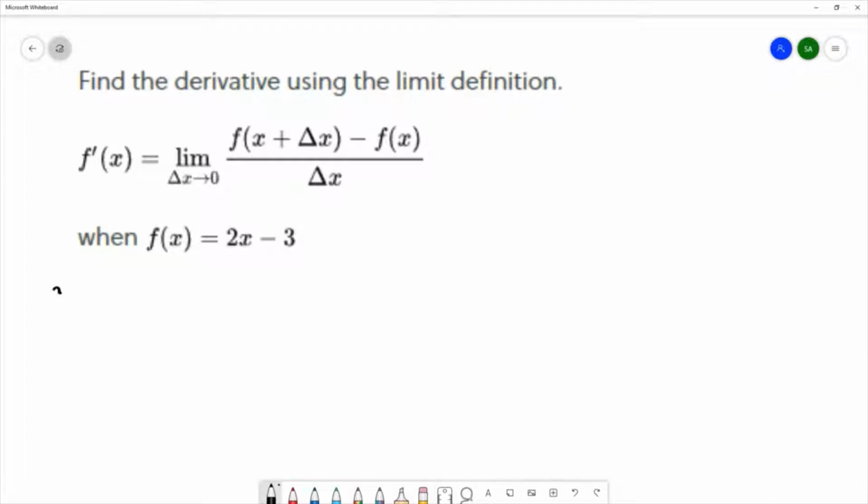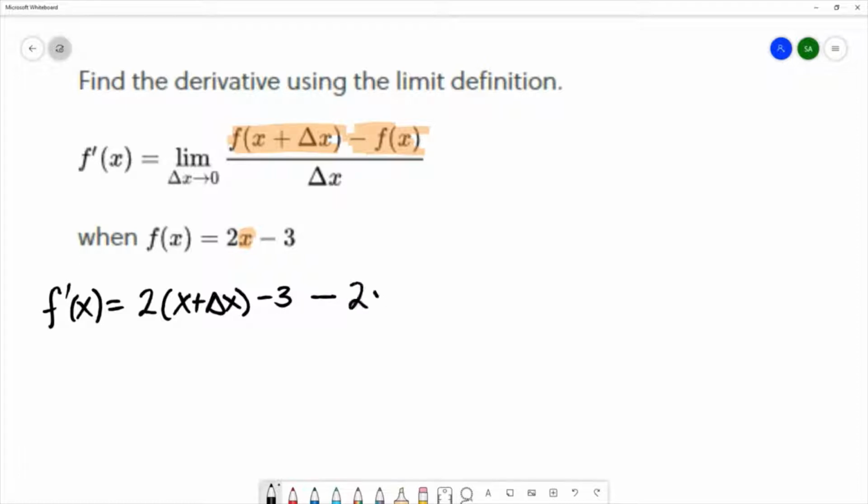I'm going to follow the limit definition for the derivative, and I want to write out f of x plus delta x, and that means everywhere I see an x, I want to change it to x plus delta x. This is 2 times x plus delta x minus 3. Then I want to subtract f of x. Subtract 2x minus 3, and I want to make sure I put parentheses around 2x minus 3 to subtract the whole thing, and I want to divide by delta x.